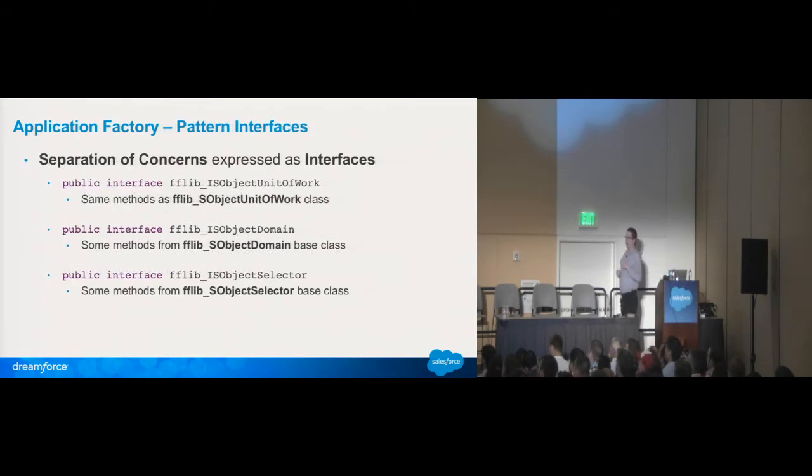So we've done some work in the Apex Enterprise Patterns library already because we need some base interfaces. Just as we have base classes, we have the ISObjectUnitOfWork, ISObjectDomain, and ISObjectSelector. And those carry methods very similar to the classes, in fact identical to the classes already. So this gives us an interface into those types of classes.